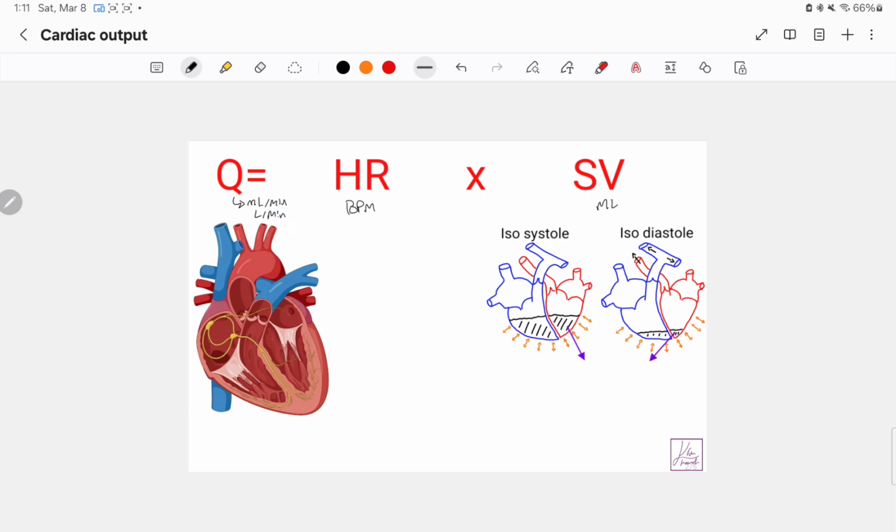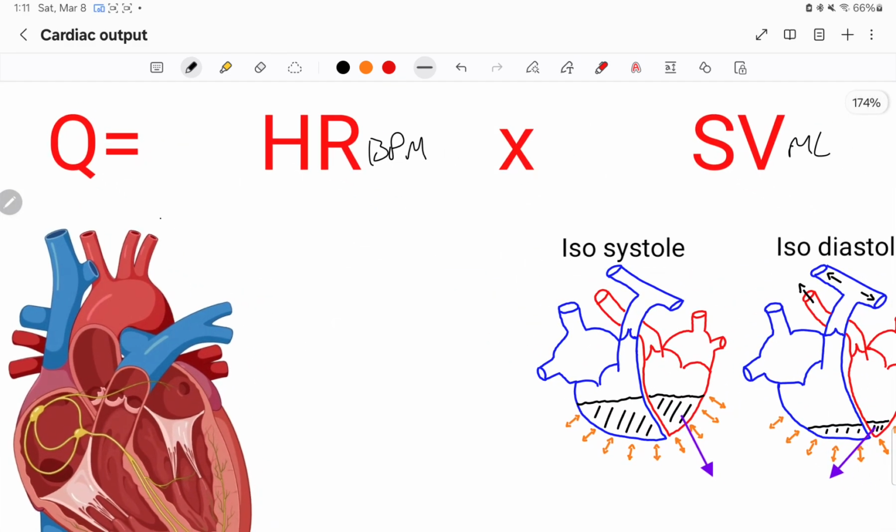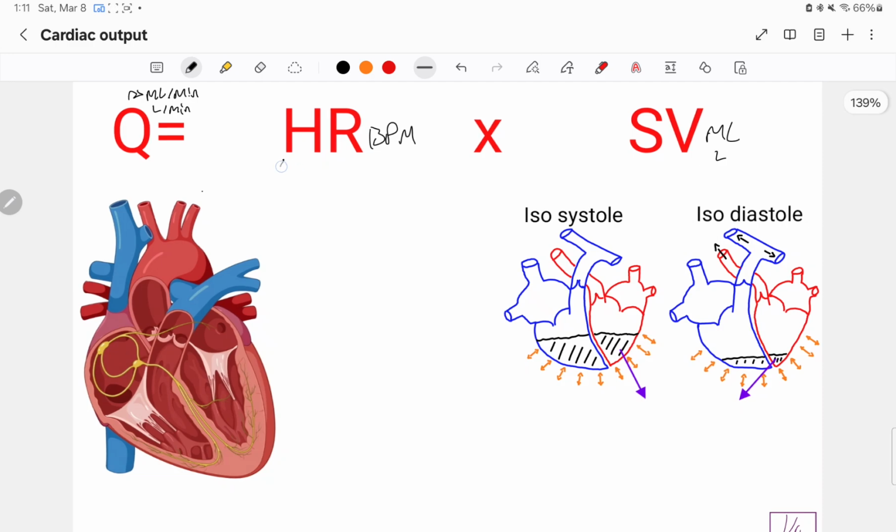So now that we know what the cardiac output is, and that it's affected by the heart rate and the stroke volume based on this equation, let's break each of these down. I'll write milliliters here, and beats per minute here, and then above I'll put that this is in milliliters per minute, or if you want, liters per minute. This one can also be in liters.